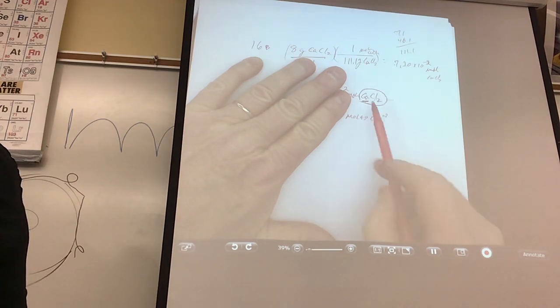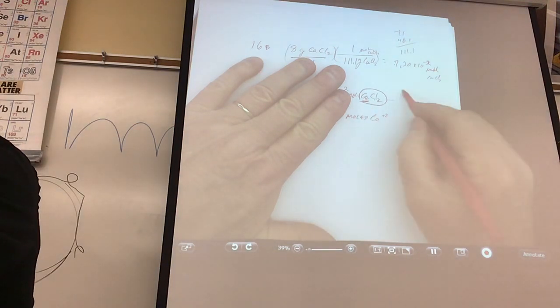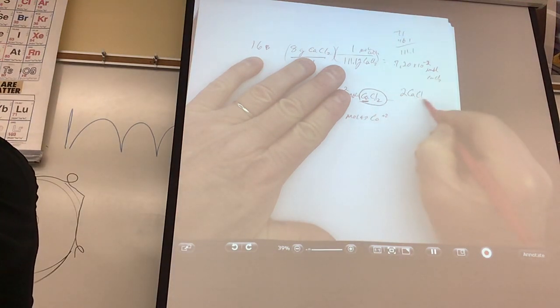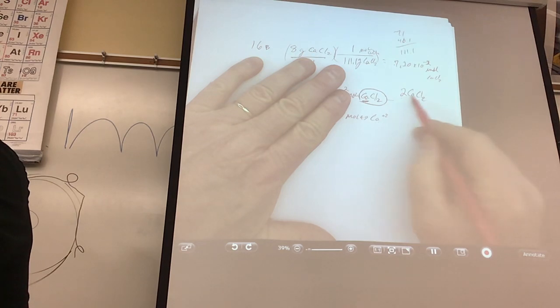Look at him, look at him. If I give you 2 moles of that, what does that mean? I would have given you, here, let's try it again. What if I give you 2 moles of that? Then how many moles of calcium do you have?